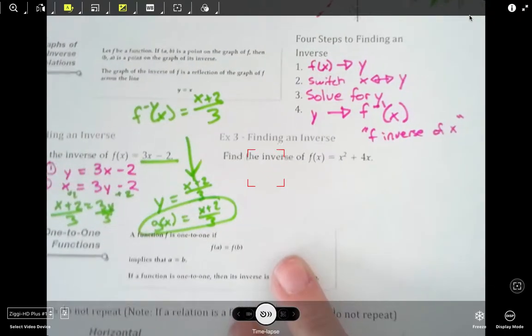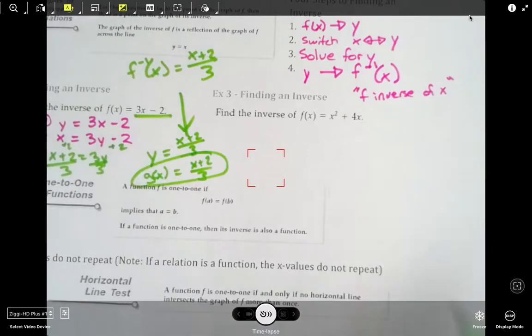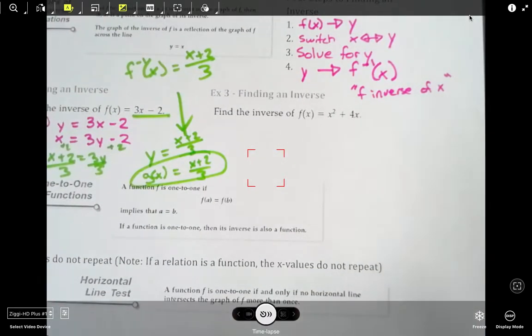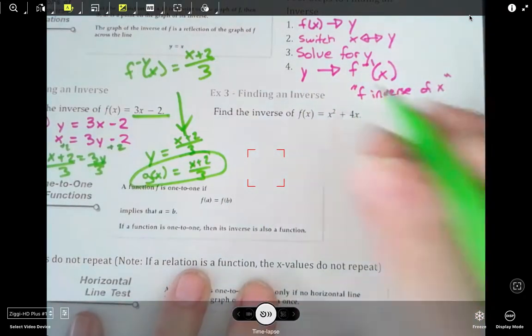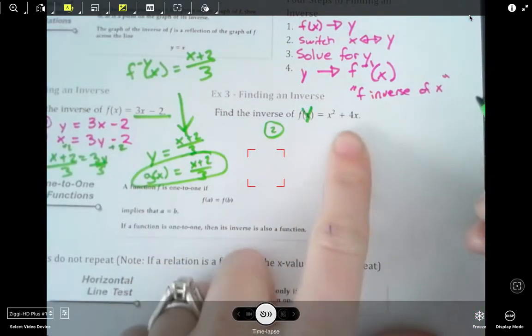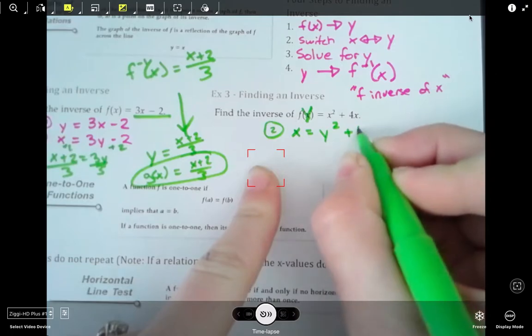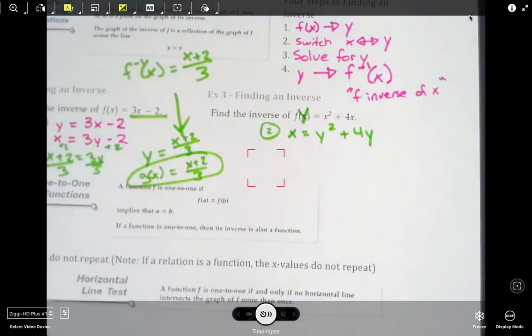All right. Good? All right, example 3 is a little bit harder than that, just because of the x's and y's. There's two x's in here. Can we skip the first step and go straight to the second step? This now becomes y, and then we switch the x's and y's around. X equals y squared plus 4y. Okay, that's what the second step is. We're skipping straight to the second step.